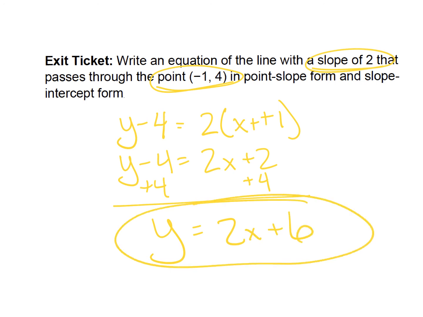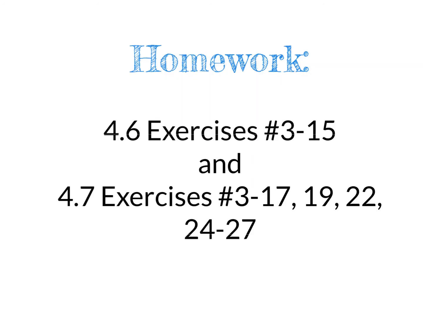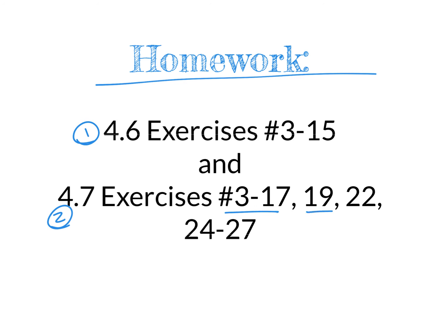So your homework now is 2 things. Your homework, which will be due next class. Number 1, finish up the 4.6 exercises, 3 through 15. And now you're going to do the 4.7 exercises. You got 3 through 17, then there's a 19, then there's a 22, and then there's a review that's 24 through 27. All of this is due next class.